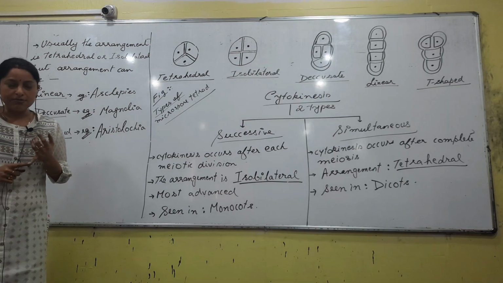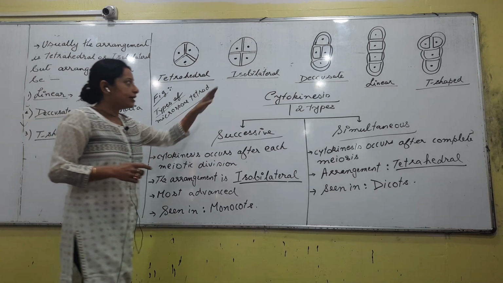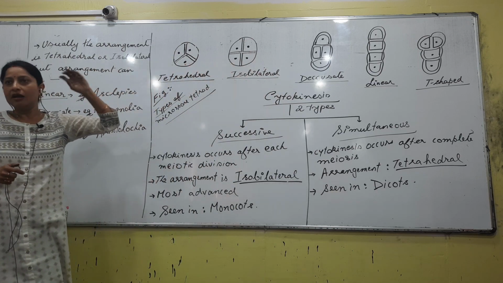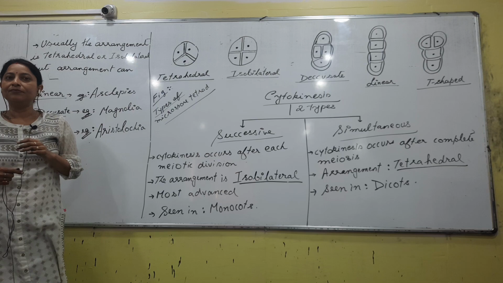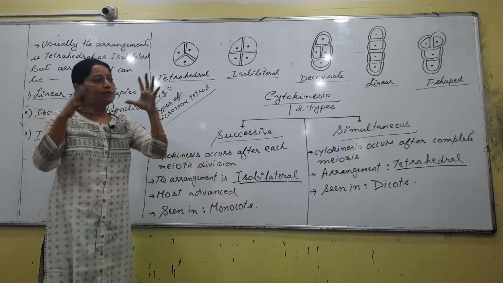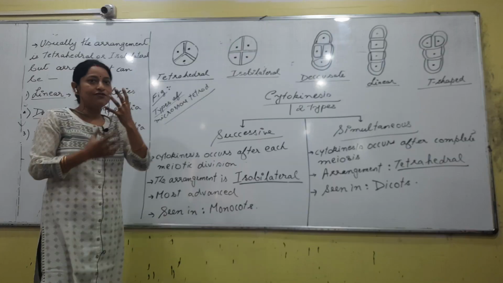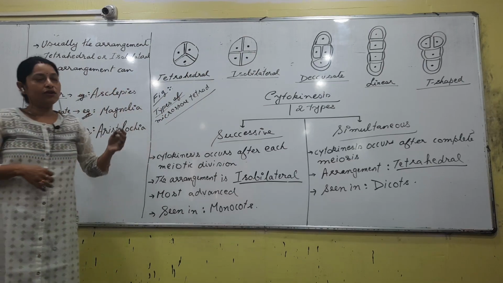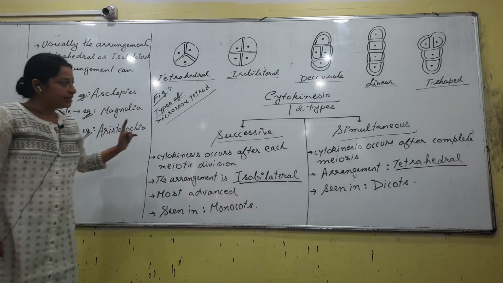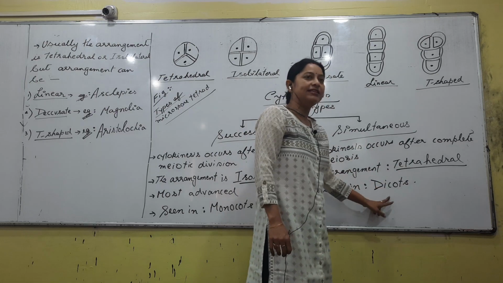The first point is, if you are talking about microspores, 1 microspore mother cell will produce how many microspores? 4 microspores, that is sure. So in each diagram you can see a collection of 4 microspores. What about tetrahedral? Tetrahedral means 3 visible, and the 4th will be at the back. If you can see all the pollen grains at one face, then the arrangement is called isobilateral. If you can see just 3 in front and 1 at the back, then it's called tetrahedral. Obviously this would be a 3D diagram. So from this entire discussion, the important key: successive, isobilateral, most advanced, monocots; similarly simultaneous, tetrahedral, dicots. Clear?